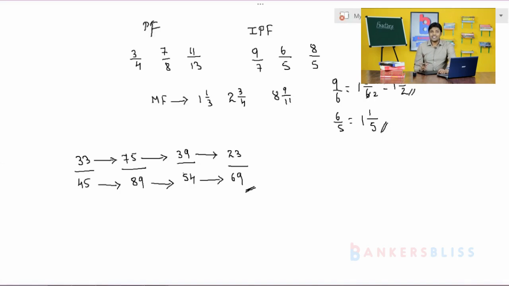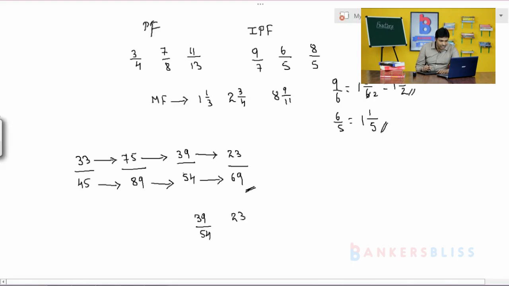If this is the case, then one thing you have to remember, that the resultant fraction is lesser than the previous fraction. Okay, if the numerator is decreasing and the denominator is increasing, then the resultant fraction is lesser. For example, see here, 39 by 54, next 23 by 69. See, the numerator decreased, the denominator increased. So this is the case where the numerator is decreasing, denominator is increasing, means the resultant fraction value is lesser.